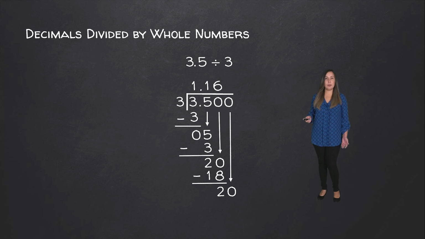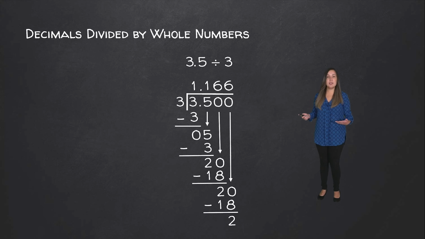So we know that 3 goes into 20 6 times. And that's because 3 times 6 is equal to 18. And then we subtract again. And we get another 2. So if you notice here, our decimal is going to keep going.